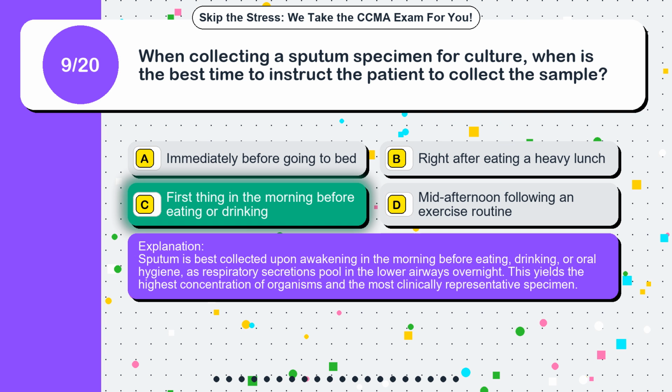Sputum is best collected upon awakening in the morning before eating, drinking, or oral hygiene, as respiratory secretions pool in the lower airways overnight. This yields the highest concentration of organisms and the most clinically representative specimen.